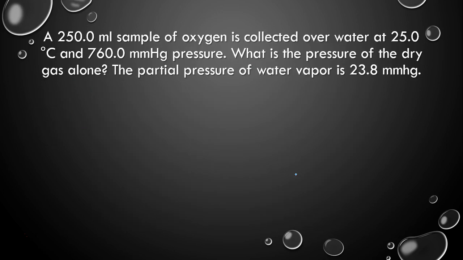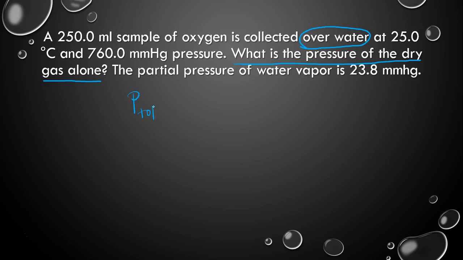So what you'll see is problems that say this. They'll give you some information like a 250 milliliter sample of oxygen is collected over water. Here's that phrase: at 25 degrees Celsius and 760 millimeters mercury of pressure. What's the pressure of the dry gas alone? So the two things that I have circled and underlined help me to know that this is one of those Dalton's Law problems where we've bubbled gas through water and the gas is now wet.